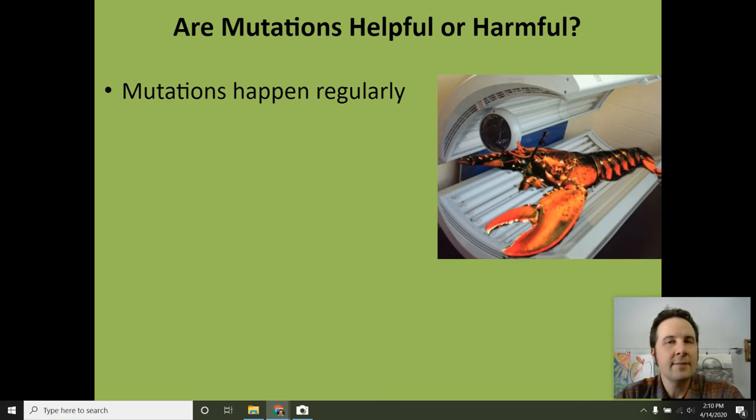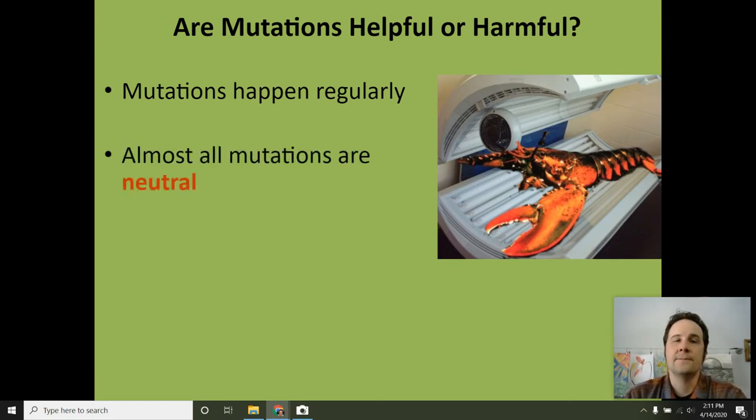That means every time your cells divide, you're building up new mutations in that DNA just from copying errors. So that happens regularly. They also happen just by walking outside. You have sunlight coming in and hitting you. The chemicals in the environment around you are constantly interacting and influencing your DNA. This is why vaping and smoking is so bad, because that's increasing your rate of mutation.